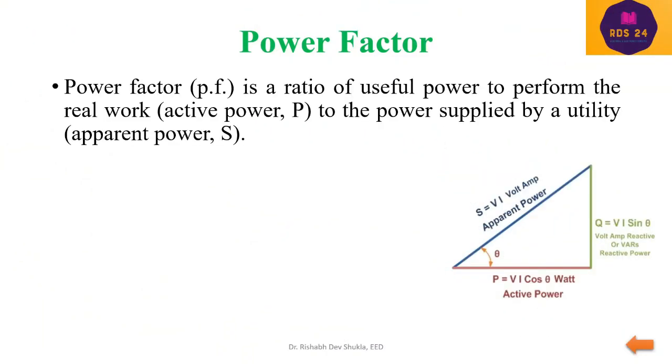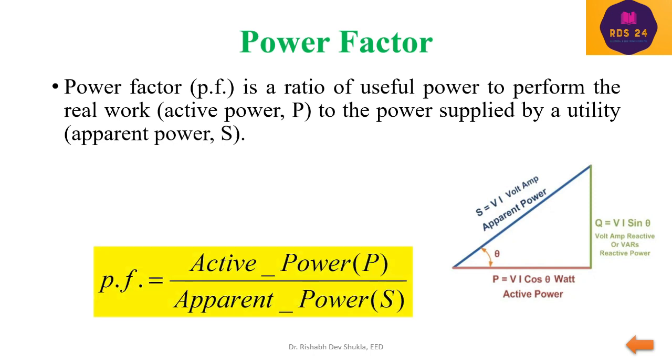By definition, the power factor is defined as the ratio of useful power to perform the real work, or it is called the active power P, to the power supplied by a utility. The supplied power from the utility is called the apparent power, or S. That means it is a ratio of P to S, or P by S. So this is the actual formula. Power factor is equal to active power divided by apparent power.